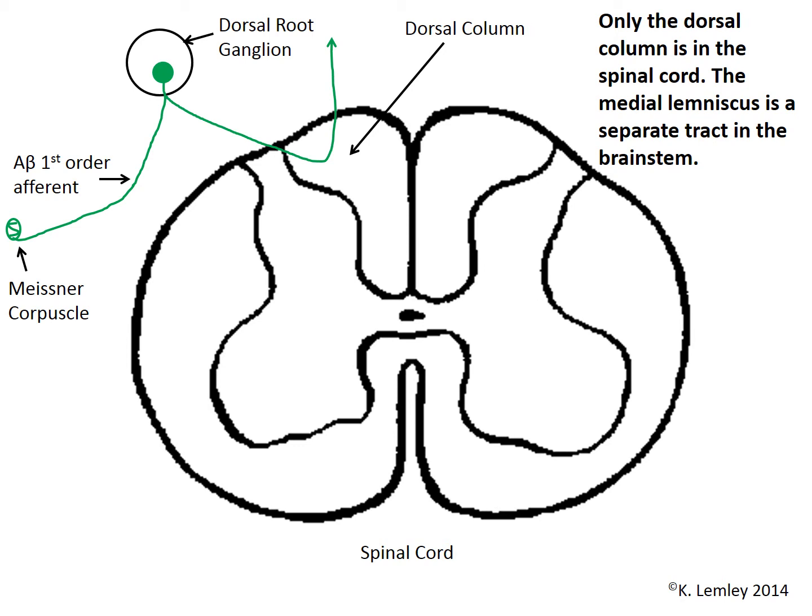But you can see how the central axon doesn't go into the dorsal horn, but instead enters the dorsal column. Again, if this were coming from your foot, or your buttock, we would be more medial. If we're coming more from the upper extremity or from the neck region, we're going to be more lateral. But it enters the dorsal column and then it ascends up to the brainstem.